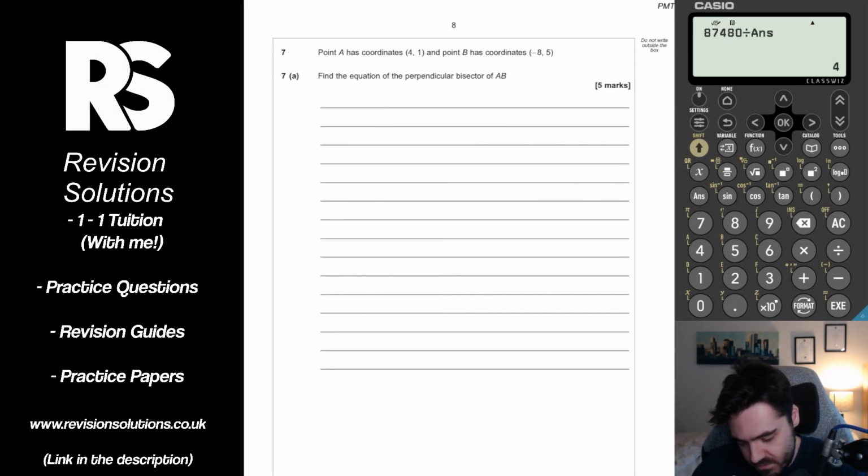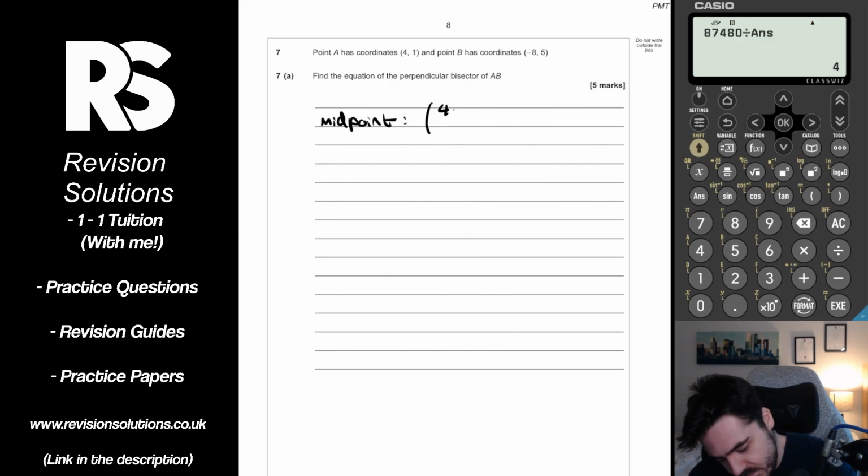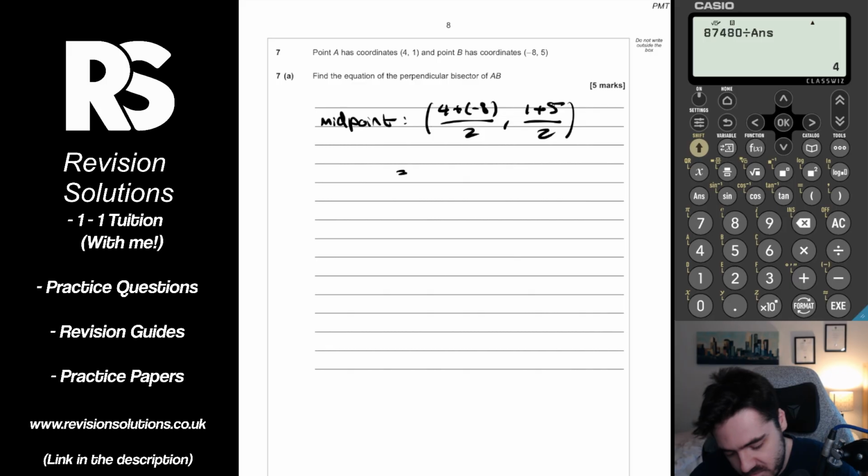Moving on to question 7. It says point A has coordinates 4, 1, and point B has coordinates minus 8, 5. Find the equation of the perpendicular bisector. So if we want the bisector, we need the midpoint. So we can find the midpoint by just averaging the coordinates of both points. That would be 4 plus minus 8 all over 2, and then 1 plus 5 all over 2. Which is just 4 plus minus 8 is minus 4, divide that by 2 is minus 2. 1 plus 5 is 6, over 2 is 3.